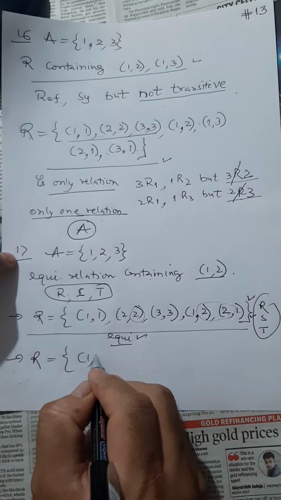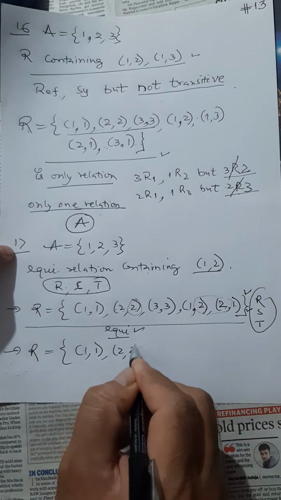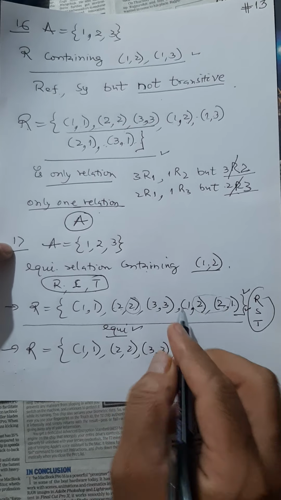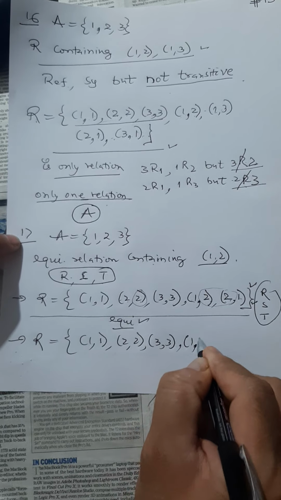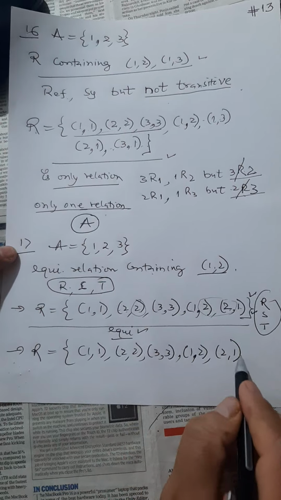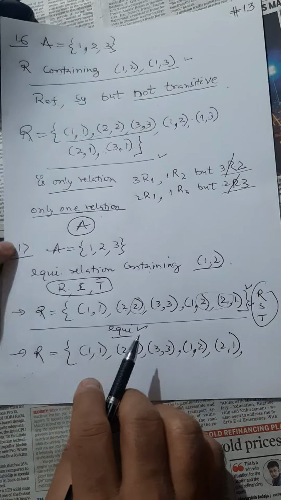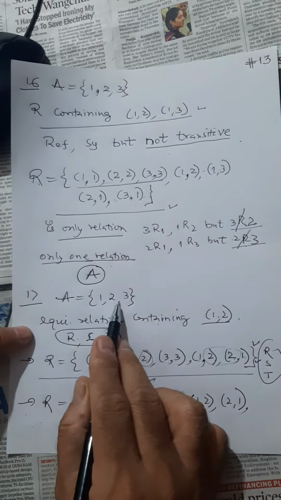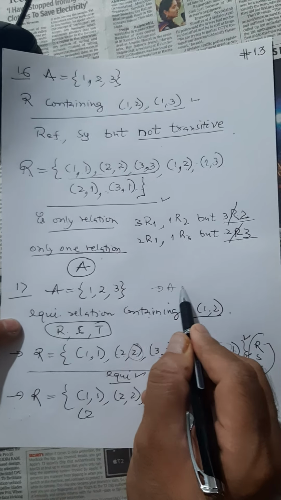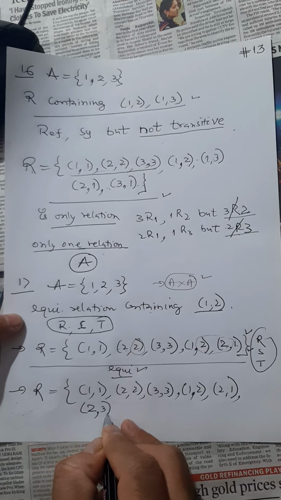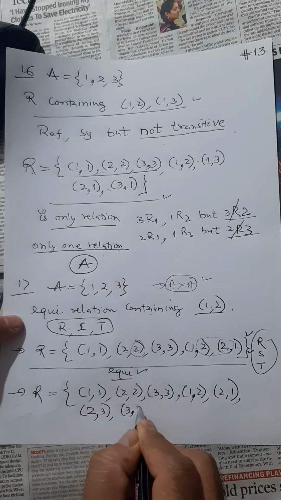One more. Of course you want reflexive. So I need to put (1,1), (2,2) and (3,3). I need (1,2) also, containing (1,2). So I'll put (1,2). Then I need to put (2,1) also. This is the same. Now further, suppose I put here you may have (2,3). From A cross A, what we have in our mind is A cross A, remember, if you go back to relation. If I put (2,3), I need to put (3,2).